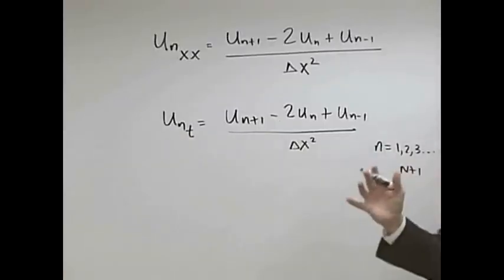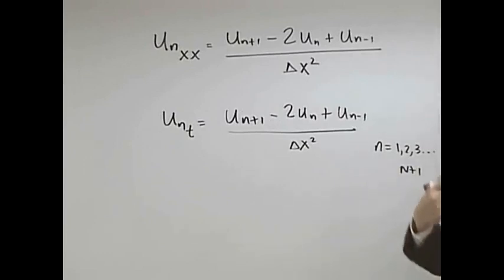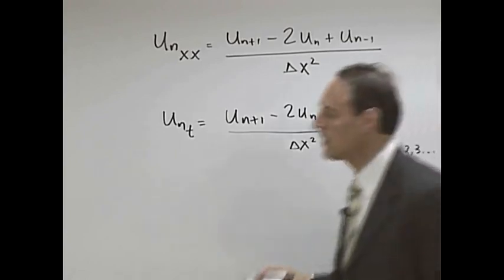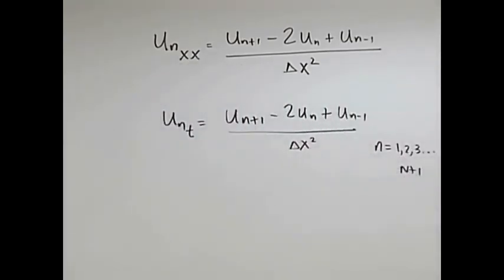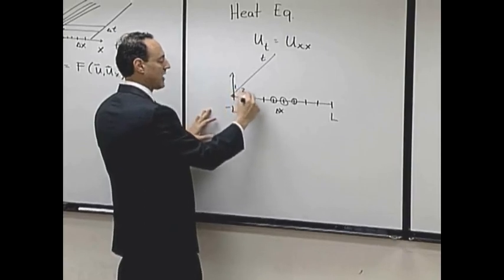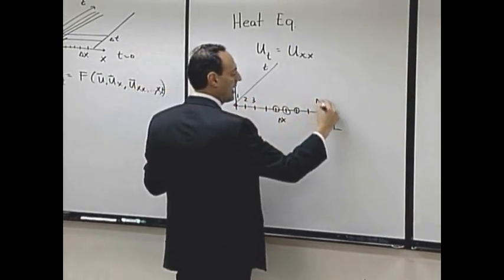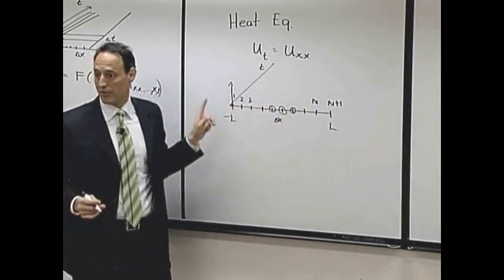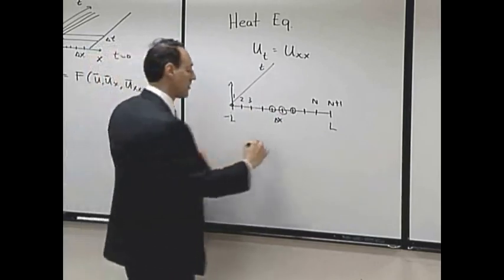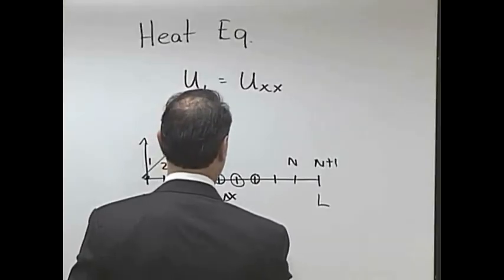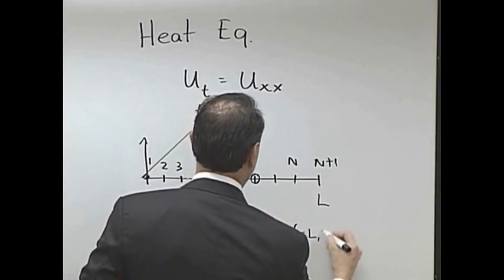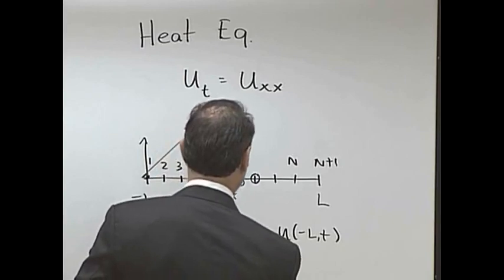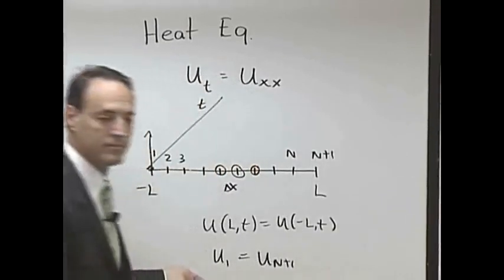This is it. And then we have to apply boundary conditions. So let's work with what we've been working with in the code. Let's just pick some periodic boundary conditions. So I'm going to break this thing up into the first point, second point, third point, blah, blah, blah. This will be the nth point. This will be the n plus first point. The last point, same as the first. So my boundary condition for periodic boundary conditions is that u of L, t is equal to u of minus L, t, which translates to u_1 is equal to u_{n+1}.